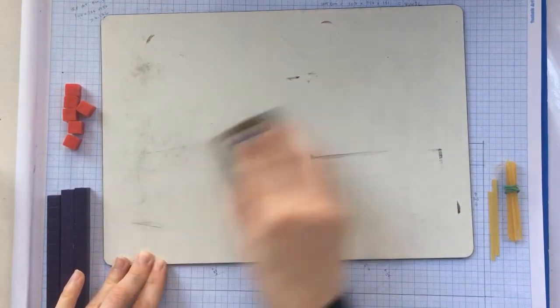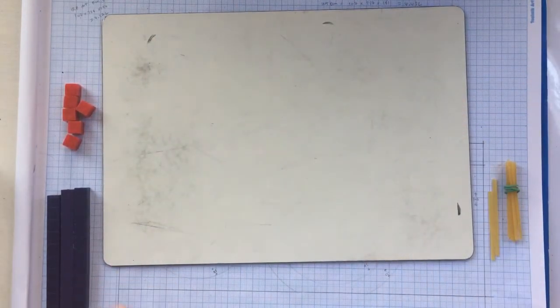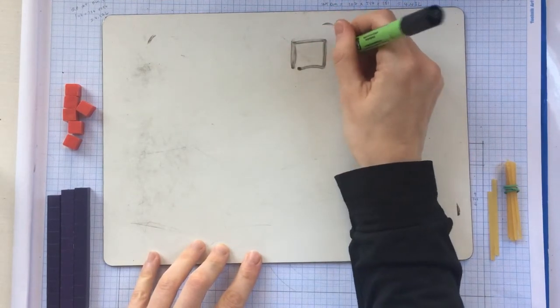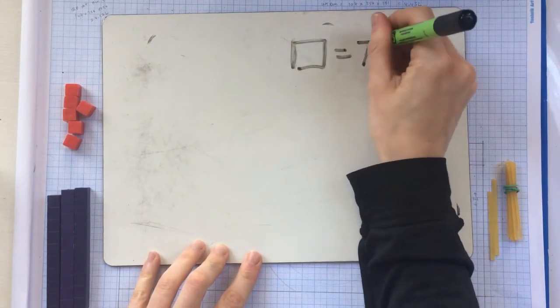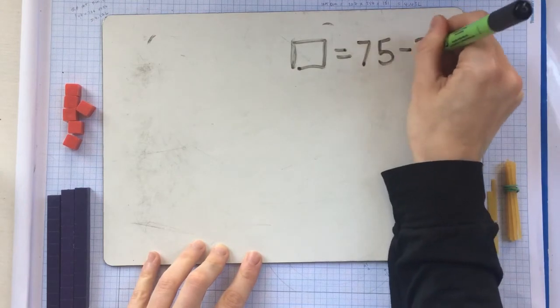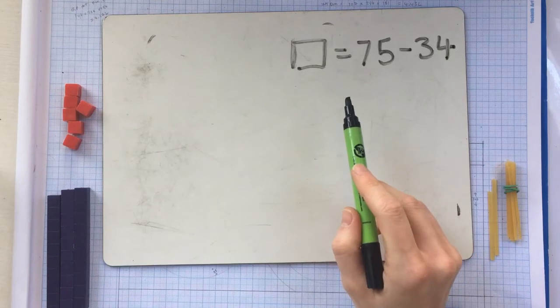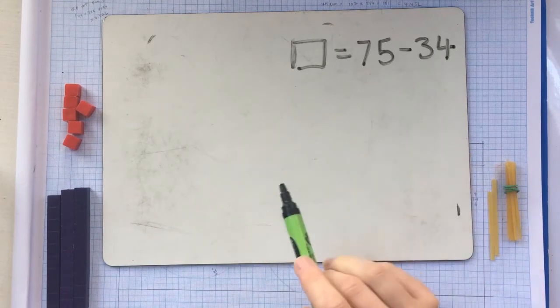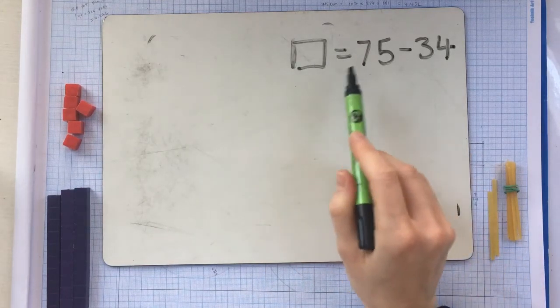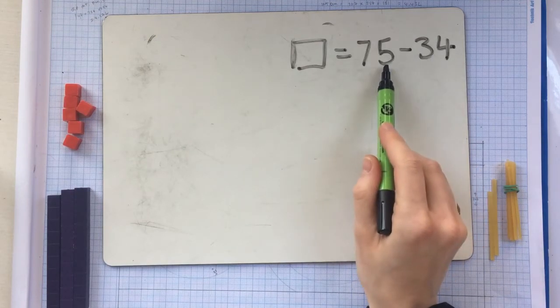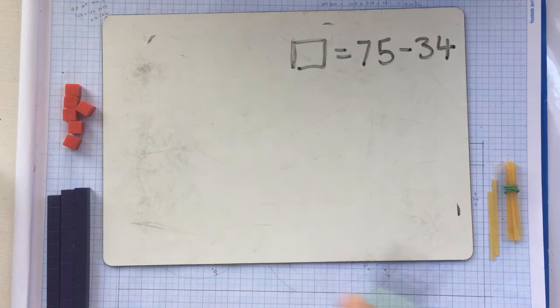As with the addition video, it's really important that you provide children with opportunities to see the answer represented at the beginning as well as the end. So children are really familiar with these types of equations and they're not thrown by it or confused by it. So they'll see straight away that all they're being asked to do is subtract 34 from the 75 to get to that missing number.